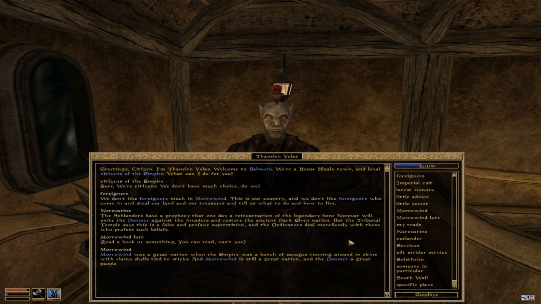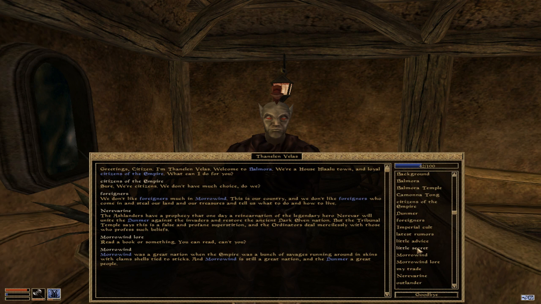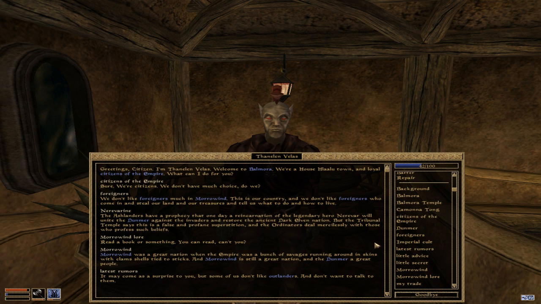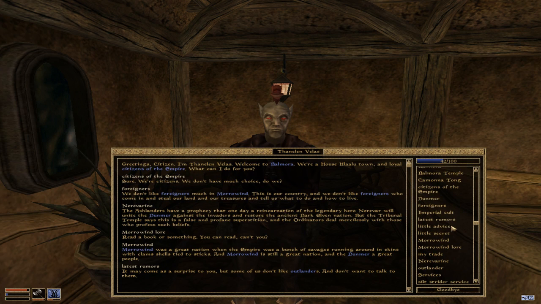Morrowind was a great nation when the Empire was a bunch of savages running around in skins with clam shells tied to sticks. And Morrowind is still a great nation, and the Dunmer are great people. Okay, you're so patriotic. Latest rumors. It may come as a surprise to you, but some of us don't like Outlanders and don't want to talk to them. Yeah, like you yourself, maybe.